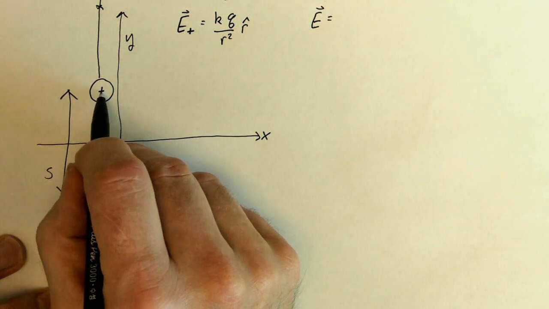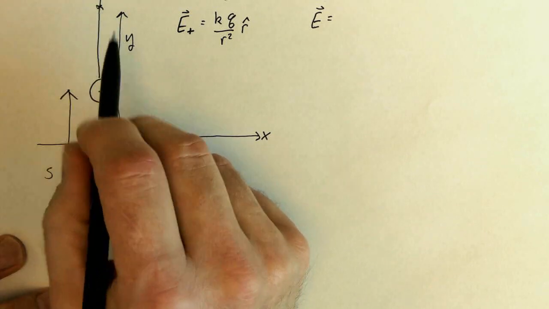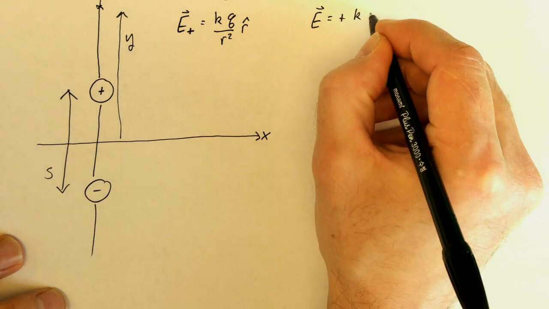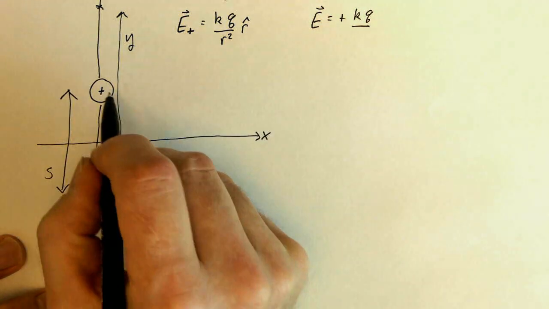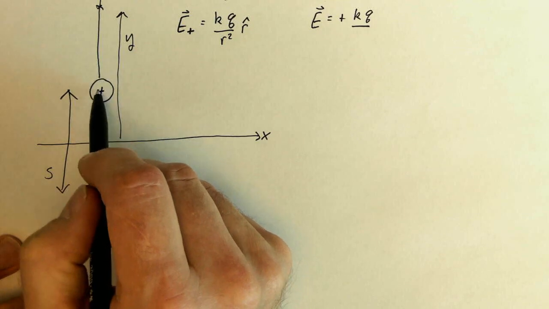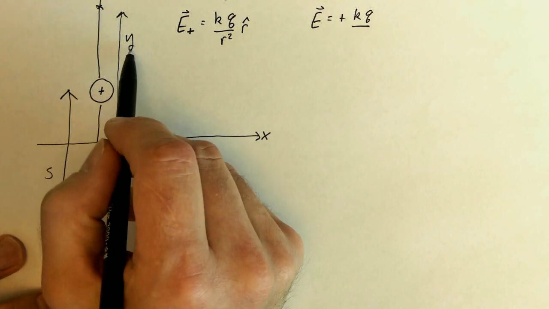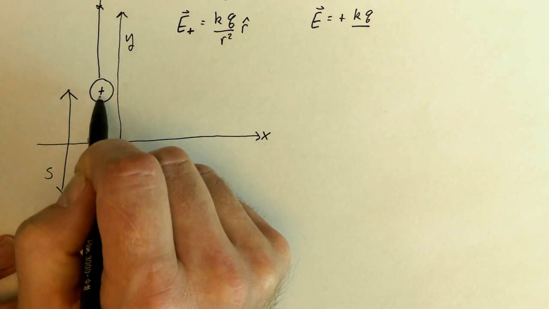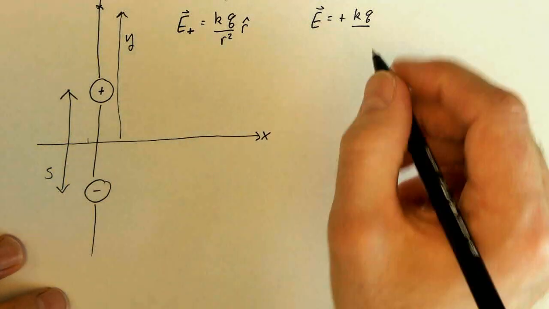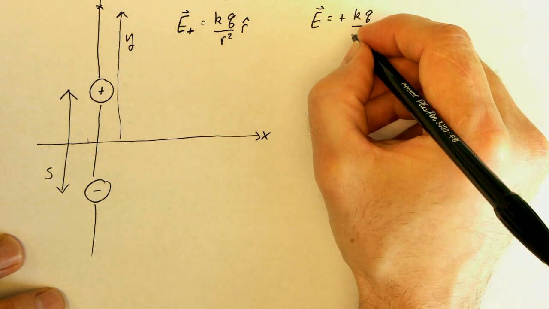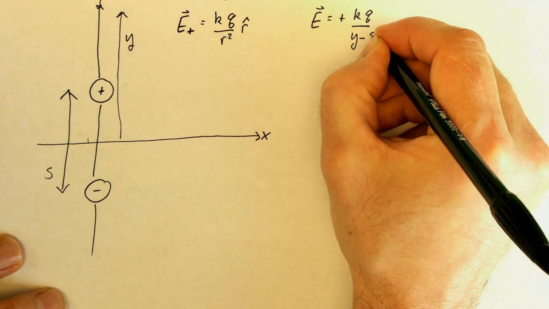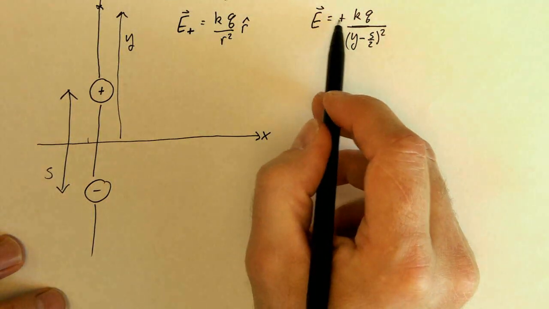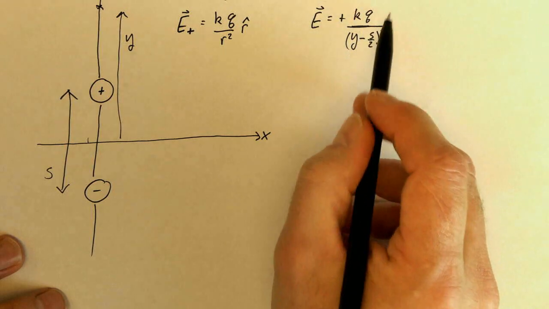The electric field from this one is upward, so I'll indicate that with the sign. So it's going to be a plus kQ, and its distance from the source to where I'm measuring is y minus half s, because the charge is already halfway, s over 2, up the y-axis. So this is y minus s over 2, and I have to square it. And that's going to be in the upwards direction.